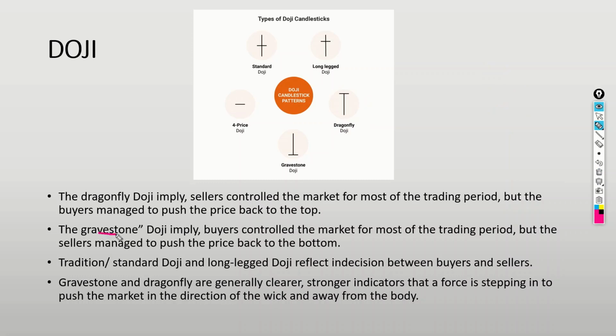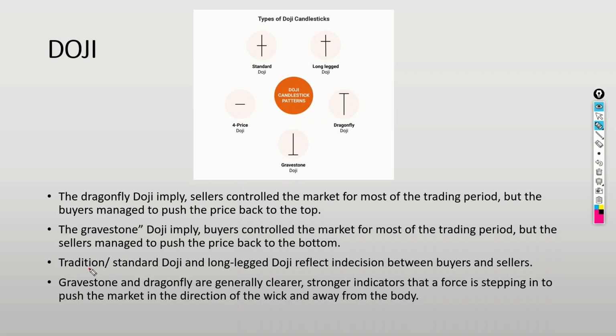Okay, then a gravestone doji implies buyers control the market for most of the trading period, but sellers managed to push the price back to the bottom. So this is a gravestone doji right here. It's normally like this. So the price went up around this level, and then the sellers were able to push the price right back to close at this level down. Okay, that is a gravestone doji.